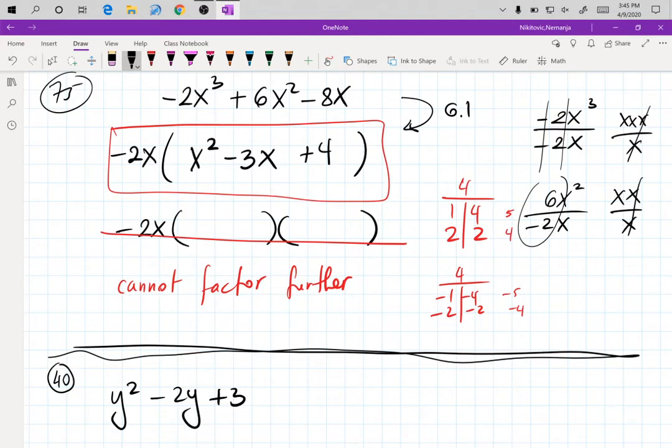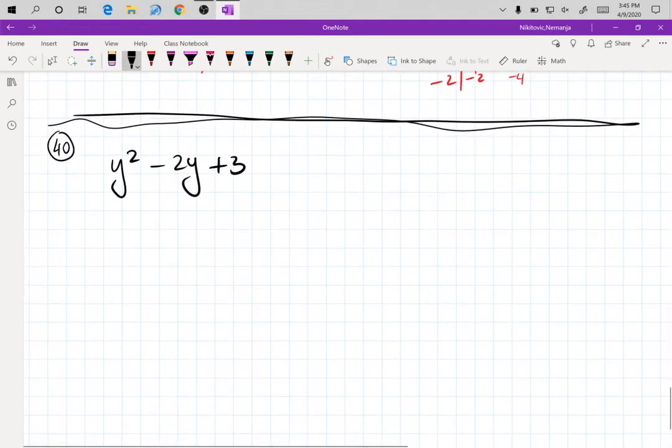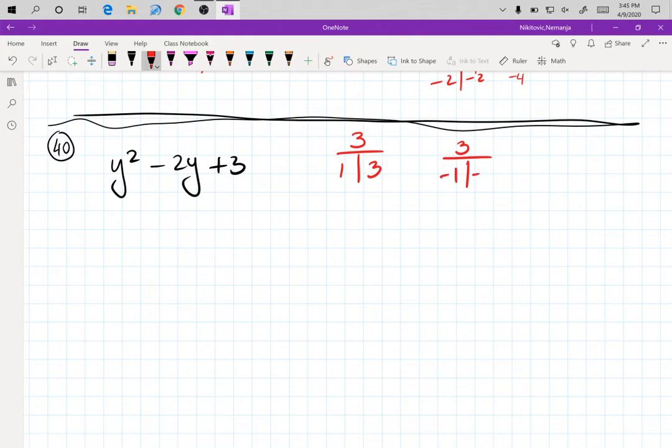So here's another problem. And for this one, factoring 3 is easy. 1 and 3, and then it's not divisible by 2, so you can't do anything there. But 3 can also be written as negative 1 times negative 3. So which of these add to negative 2? Well, this one adds to 4, and this one adds to negative 4. So none of them again. So you would say prime, i.e. cannot factor.